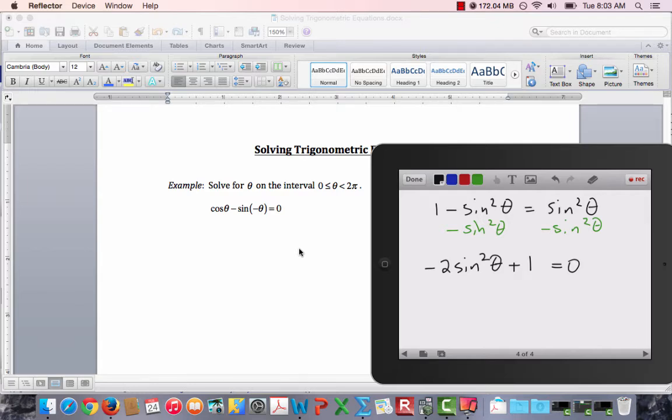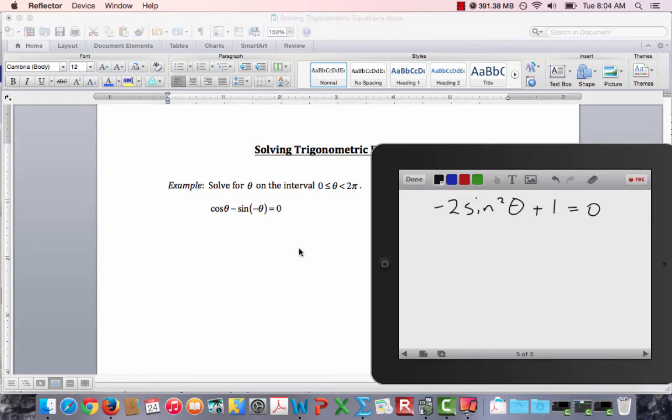Now, this is again quadratic, so if the sine squared theta is off-putting, you could make a substitution and let u be equal to sine theta to simplify this a little bit, in which case you would end up with minus 2u squared plus 1 is equal to 0, and you could use your regular quadratic methods in order to solve for u and then back substitute into sine. I'm going to continue to work with the sine squared theta instead of making that substitution.